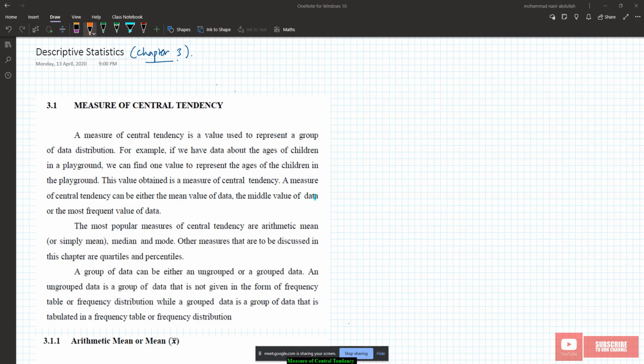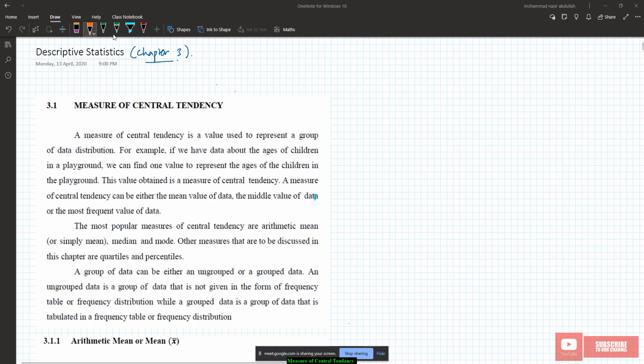Alright, Bismillahirrahmanirrahim. Assalamualaikum. So today we're going to continue on a new chapter, which is chapter number 3, descriptive statistics. For descriptive statistics, we will learn measure of central tendency, measure of dispersion, measure of position. We're going to learn 3 measures in descriptive statistics. For measure of central tendency, we will learn mean, how to calculate mean, mode, and median.